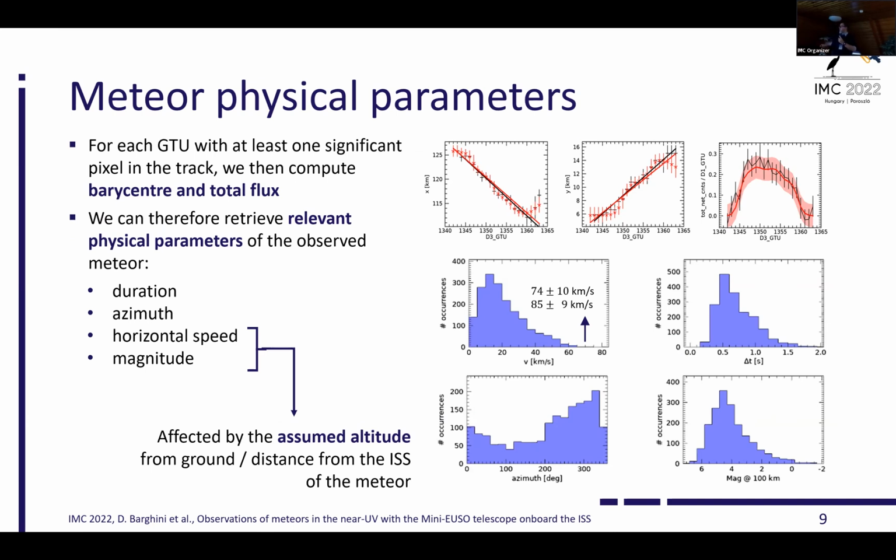And these are the distributions on the first data set that we have, so the first 10 sessions. And these results are consistent with what we expected for the azimuth distribution and also the speed distribution. So we were happy about it.